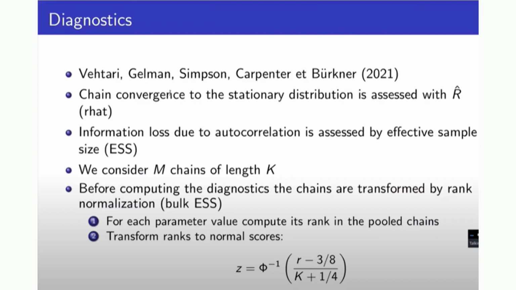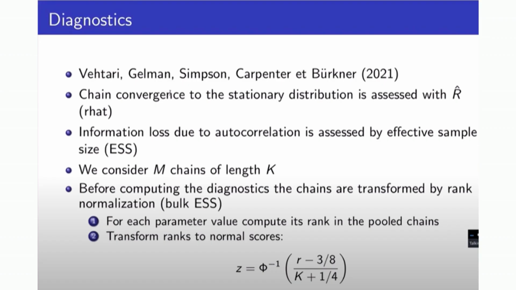The key diagnostics are the R-hat indicator, which assesses the convergence to the stationary distribution, and the effective sample size, ESS, which shows whether a given chain contains enough information to rely on the results. In discussing these diagnostics, we assume we have M chains, each of length K, where MCMC replications equal K.